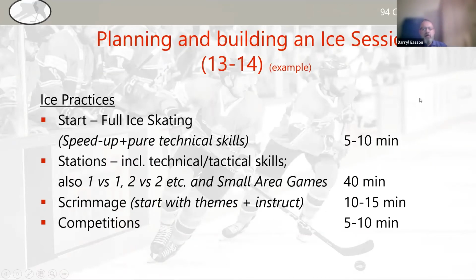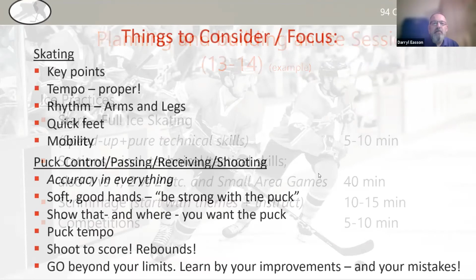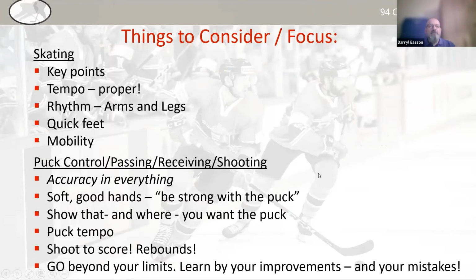Here's planning for your basic practice. Fly skating, teaching some pure technical skills, shooting, passing, stations even at this age, small area games, cross ice small area games, scrimmage with some kind of a theme. You can go cross ice, small area in that, or a full ice, and then competitions at the end. Here's some points to consider.